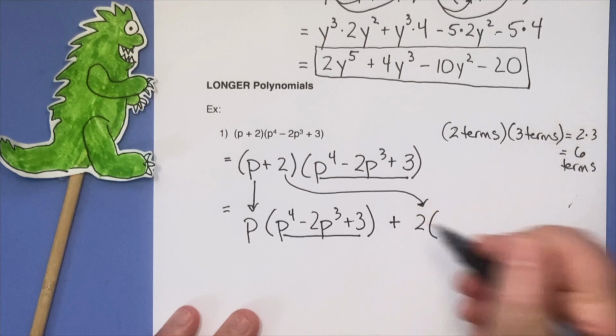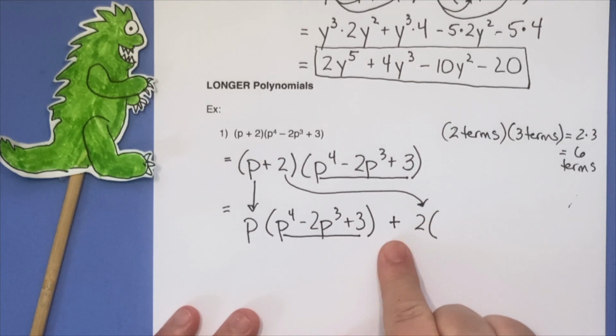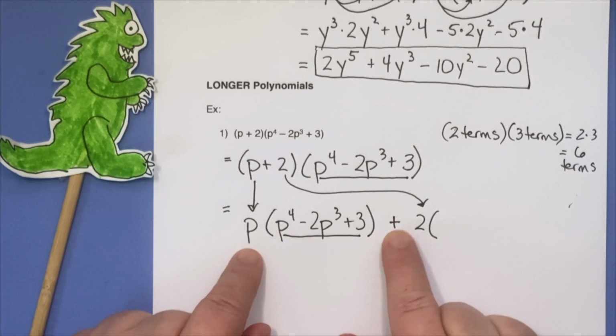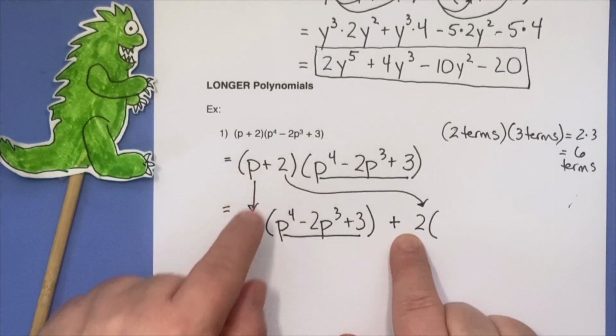I've got a plus in the middle. Where did that plus come from? It's a good question. Where did that plus come from? It came from right there. So I'm splitting up the P plus the 2. Right there, P plus 2.